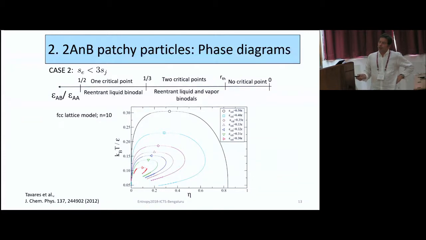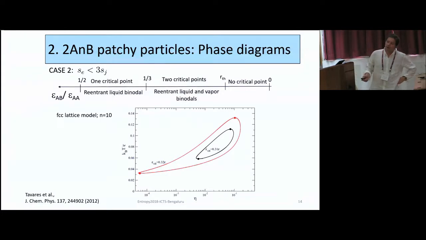And here what you do is that you go from 1/2 to 0 in this relative cost of energy of ABs and AAs. And what happens is that the phase diagram shrinks, but in the previous case, you should stop here at 1/3, and here you see that you can go to lower values of this ratio. And if you do the calculation theoretically, you get a single particle system with two critical points, an upper and a lower critical point.